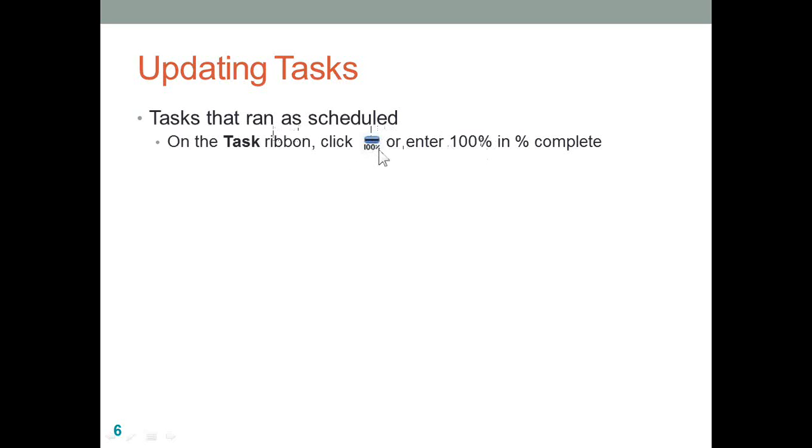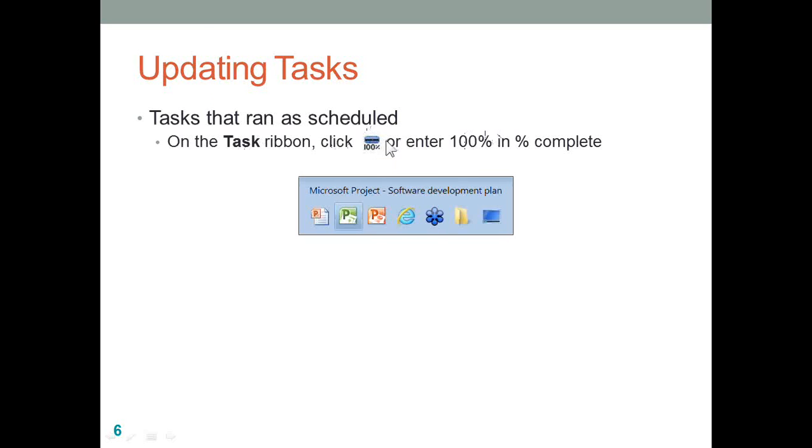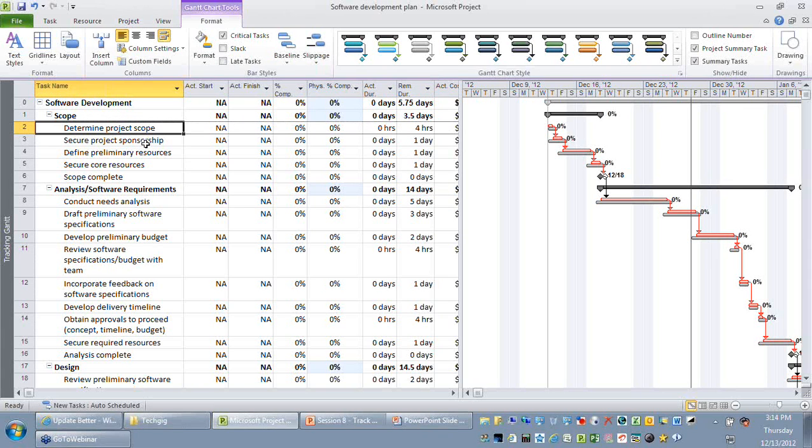So there are two ways of doing it. You can go to the tracking table and say the percent complete is 100, or you can use the task ribbon and say that activity is 100% complete. Let me go back to my project. So let me say that my prepare or my determine the project scope activity is 100% complete. One option is you can say this activity is 100% complete by making use of this column, percentage complete column.